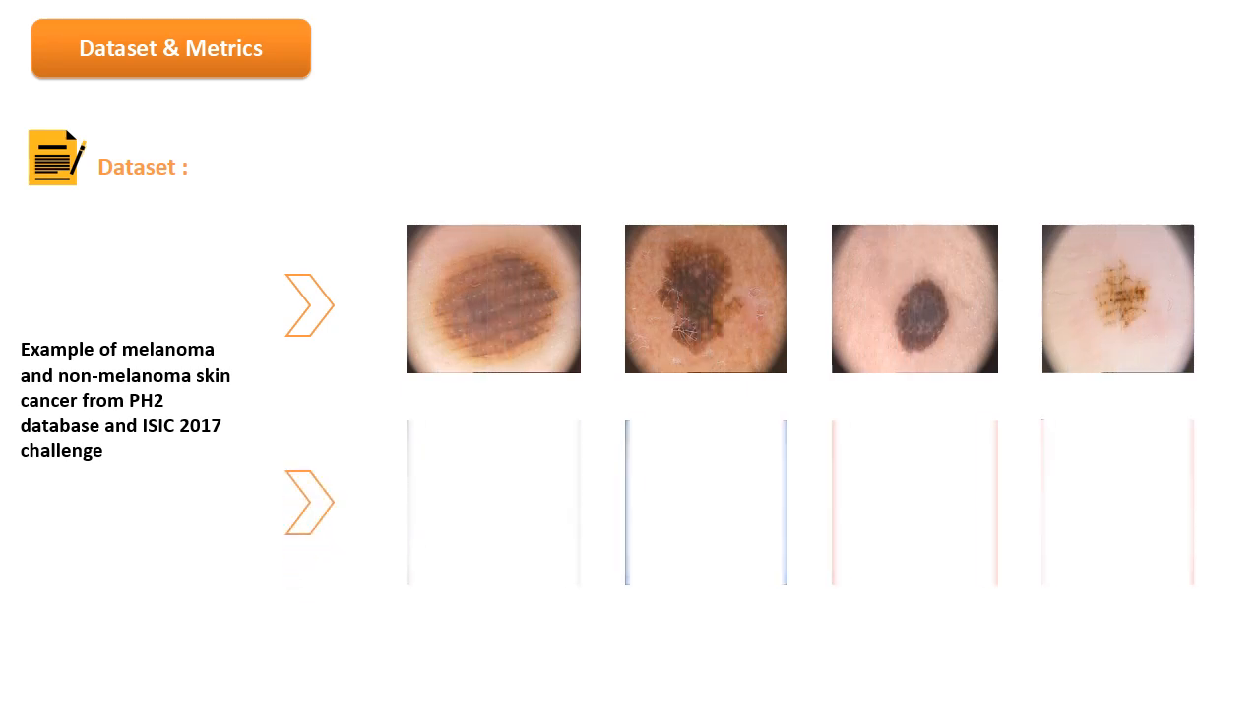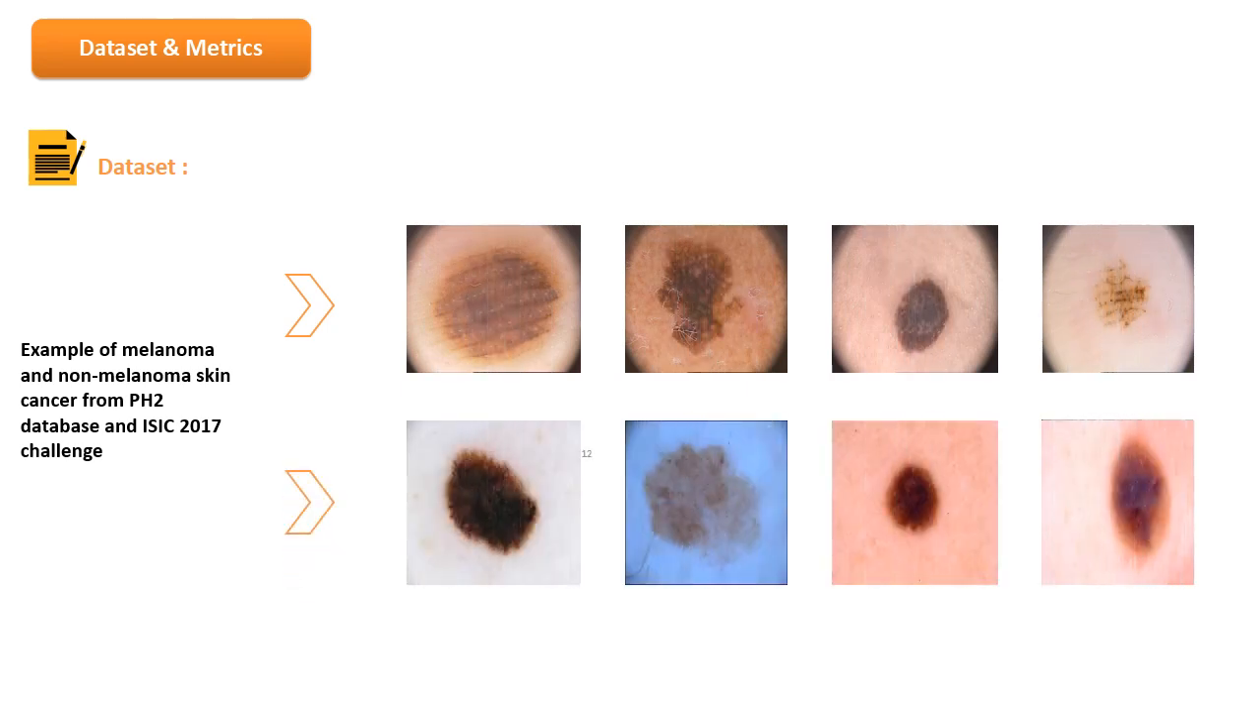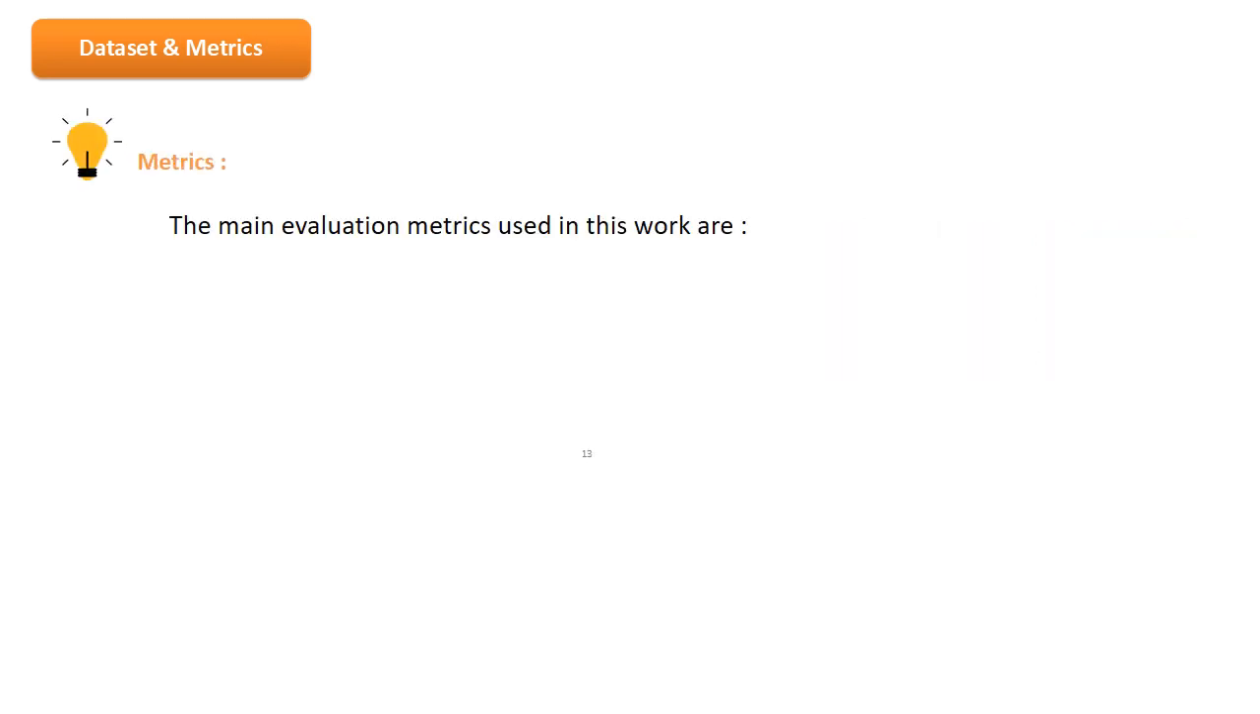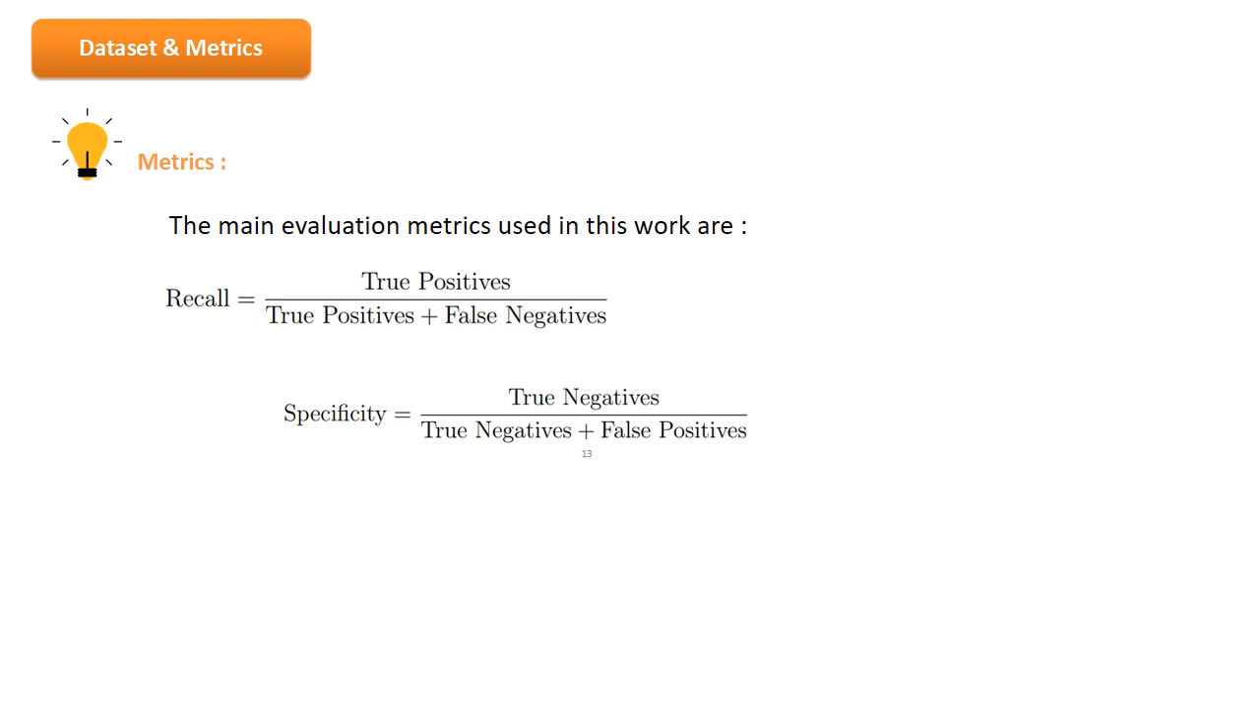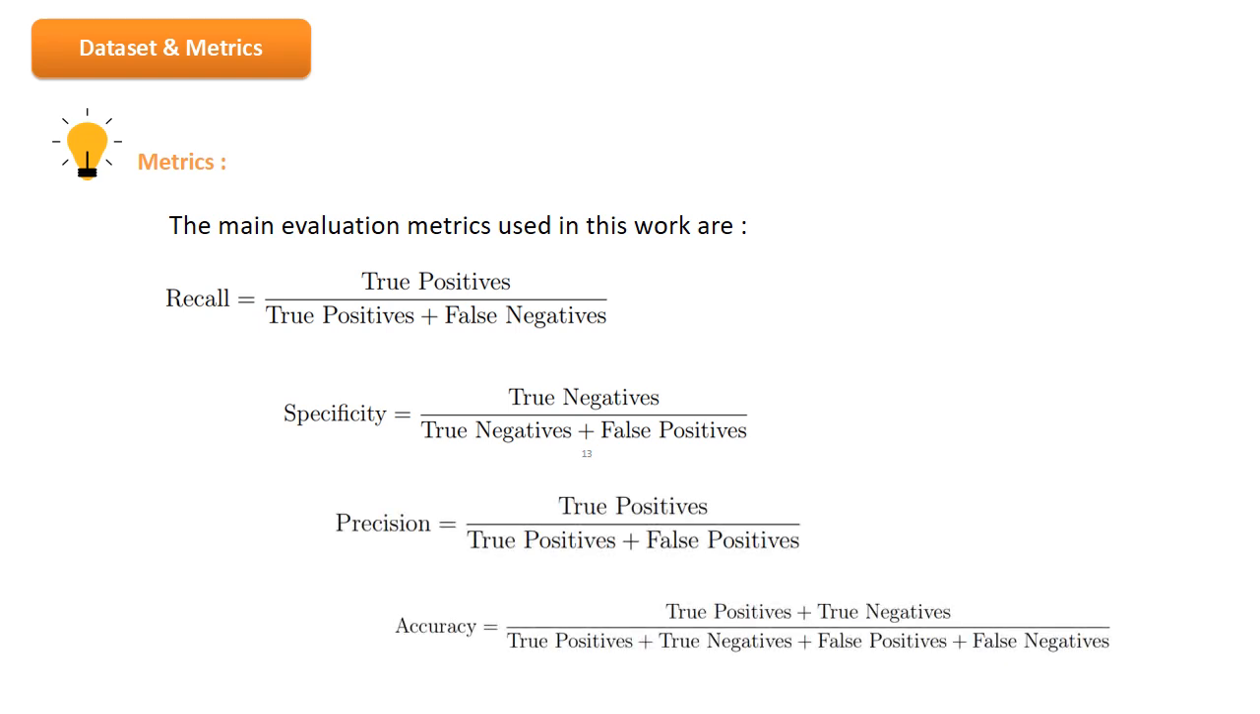Now, concerning the examples, those are some examples obtained from both datasets. Of course, examples of melanoma and non-melanoma skin cancer. Let's move now to the evaluation metrics used. As you can see, there is recall, specificity, precision, and accuracy.